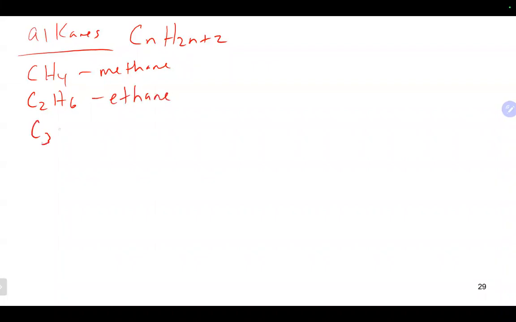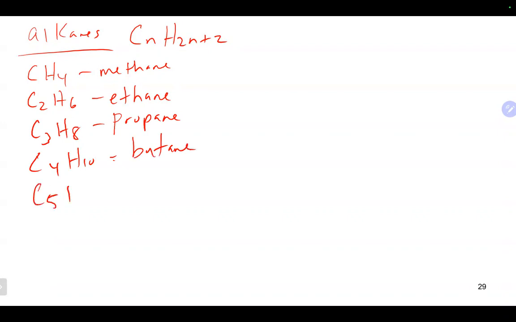3 carbons gets you 8 hydrogens, that is propane. 4 carbons gets you 10 hydrogens, and that is butane. 5 carbons, 12 hydrogens is pentane. 6 carbons, and then 14 hydrogens, will get you hexane.